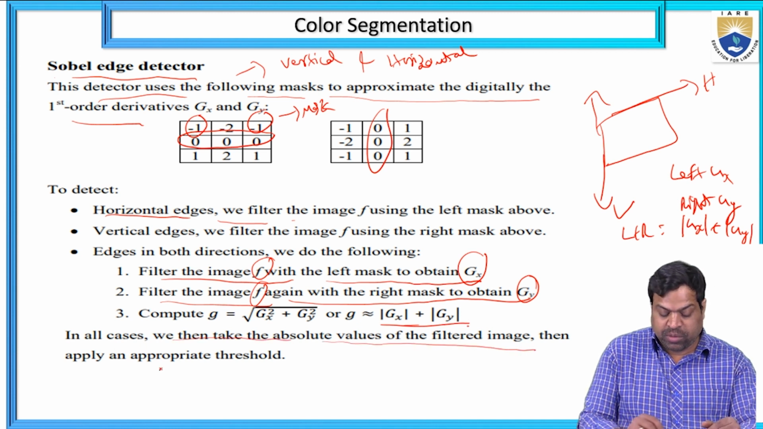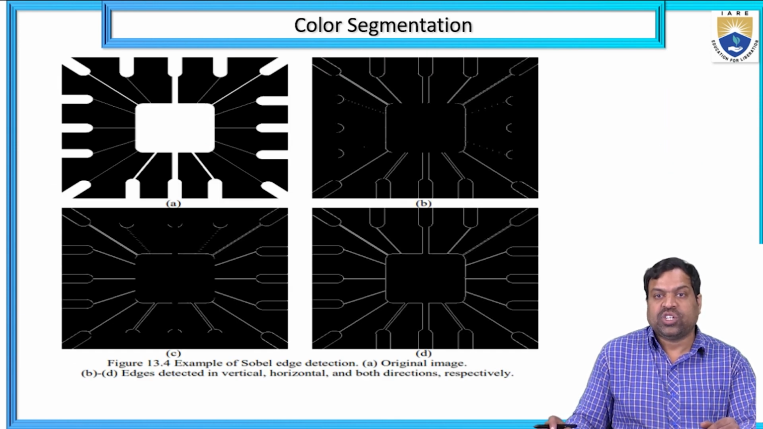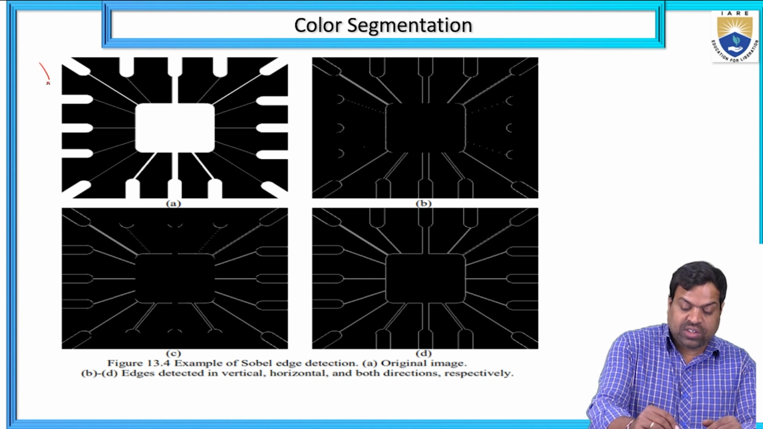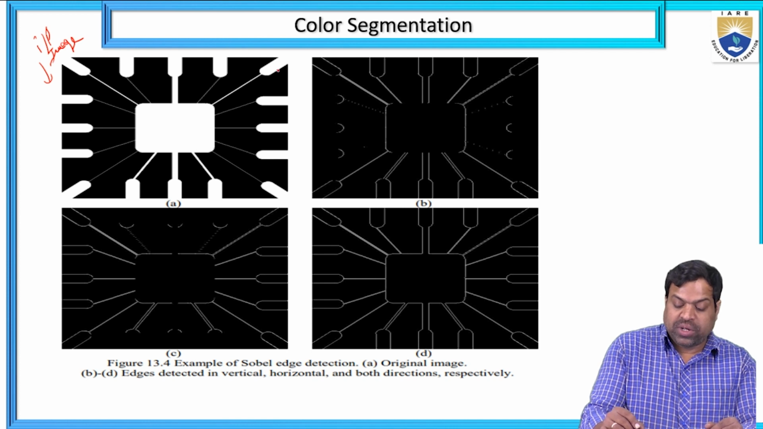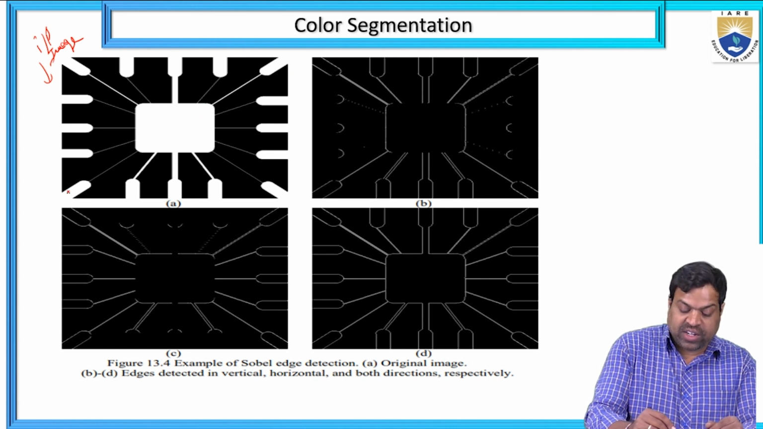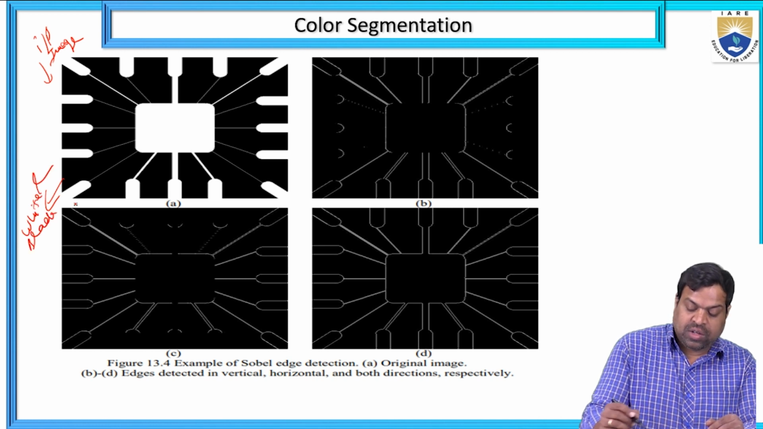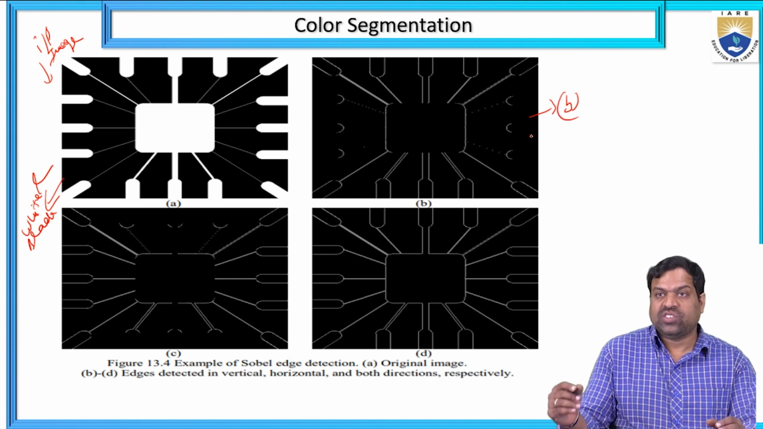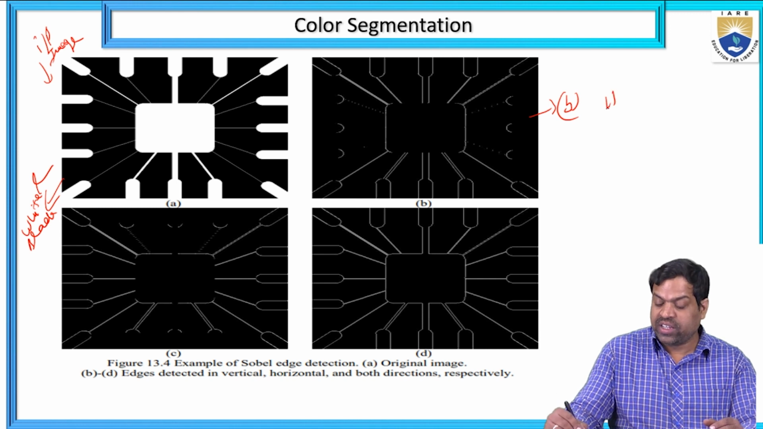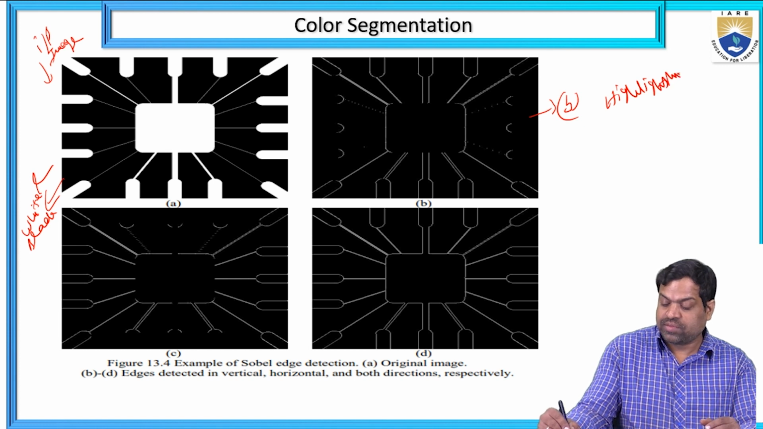We take the absolute values of the filtered image, then apply an appropriate thresholding. Here is one example of thresholding. Suppose this is the input image, which has only white and black colors. But when I go to image B, what does that mean? The white color is reduced, highlighting the black.